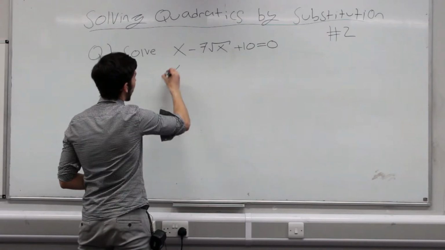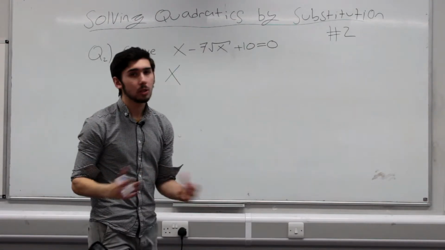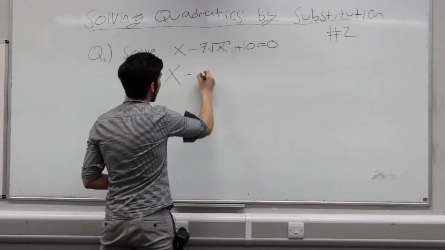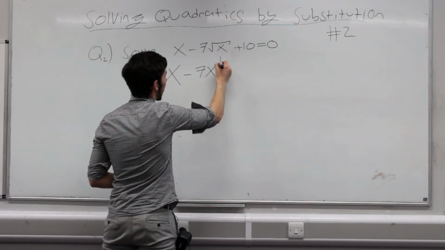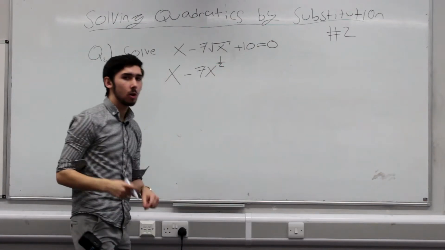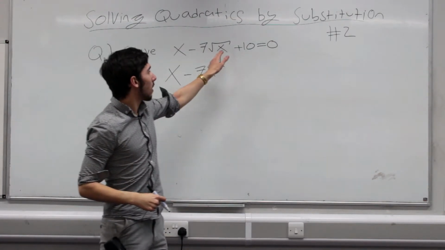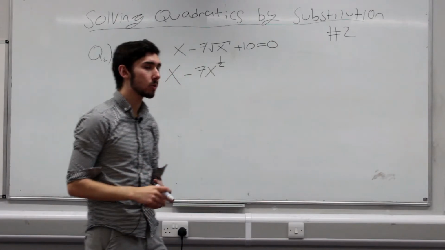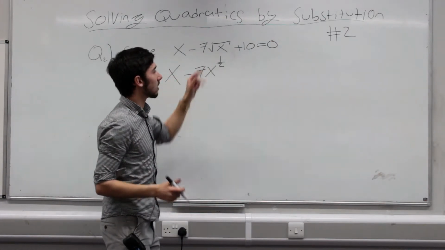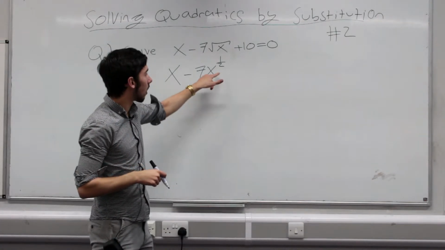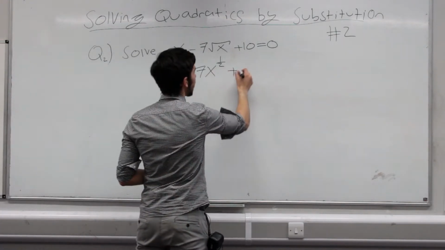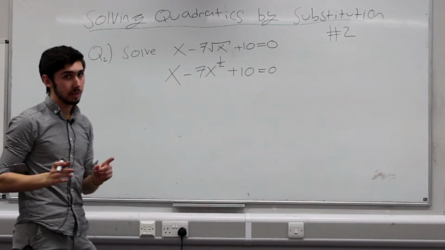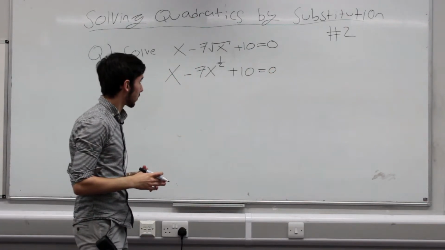So I'm going to just rewrite this. I'm not even doing the substitution, I'm just rewriting it, okay? x minus 7x to the power of a half. Why a half? The square root of x can be written, as we should know from the index laws video, as x to the half, plus 10 equals 0.